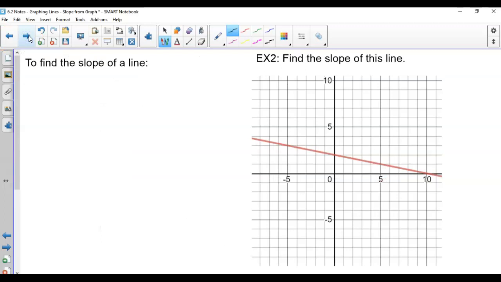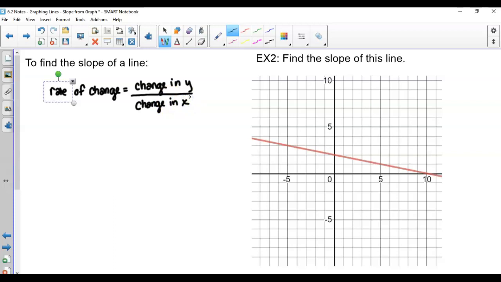So slope is a rate of change, like we've already talked about here. And so to find a rate of change, we are looking at the change in y over the change in x. So we already did this a little bit yesterday from our graphs. These should be a little bit easier than the graphs that we were looking at yesterday. We use that delta y over delta x to mean change in y over change in x.